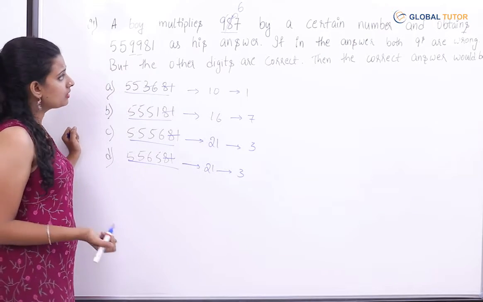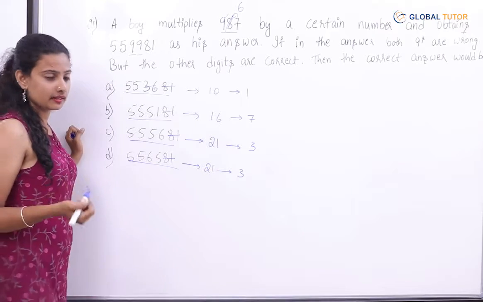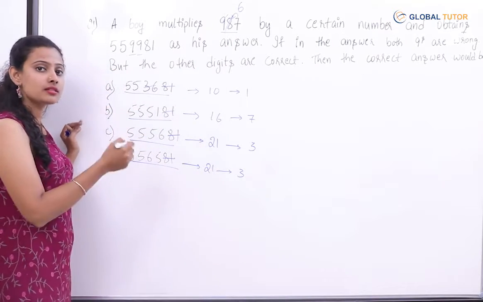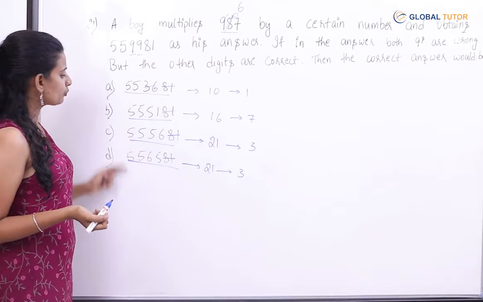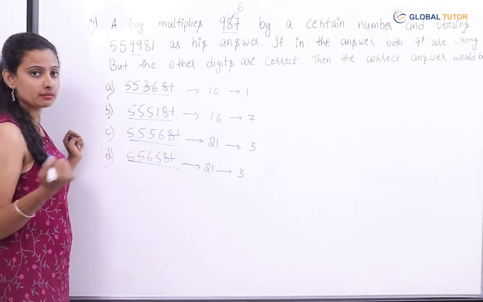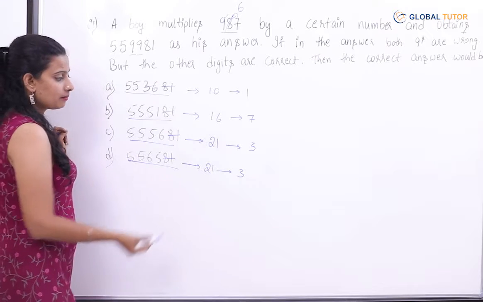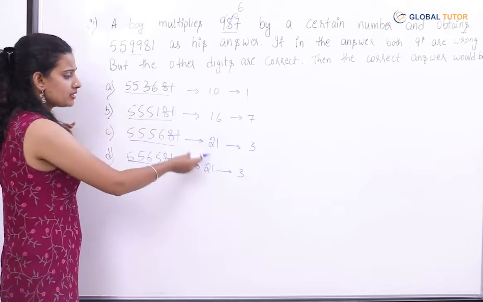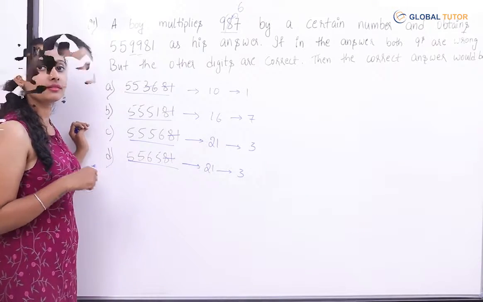Here if you see, 987 is divisible by 3 because the sum of the digits is 6, which means the answer should also be divisible by 3. So when we do the sum of the digits, we get 2 options which are divisible by 3. One is option C and the other one is option D. But then both have the same sum of the digits, which is 21 or 3. So how do we find out the right answer?